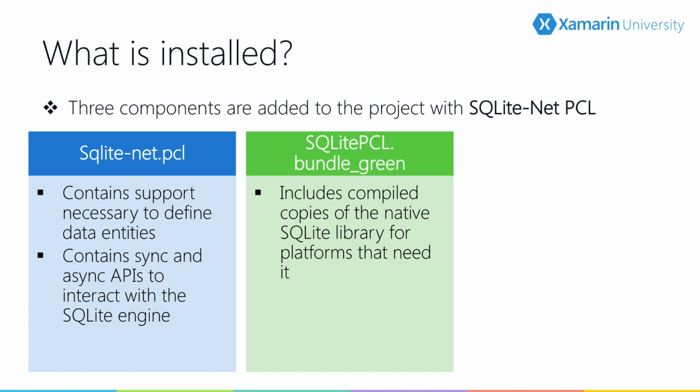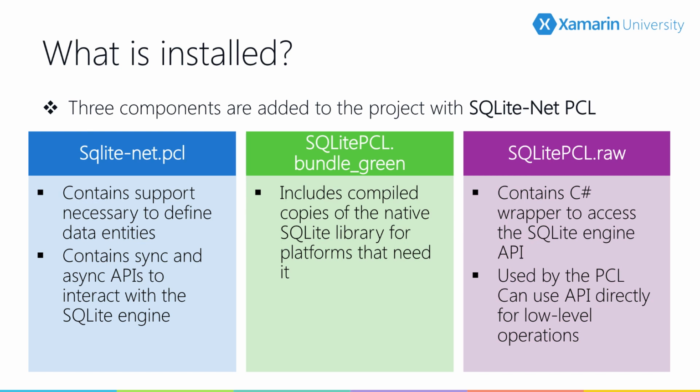Then we will get additional bundles, like the SQLite PCL.bundle-green. It contains a compiled copy of the SQLite library for platforms that don't include the runtime natively. This will show as batteries in the references folder. And then we have a third component, SQLite PCL.raw basic. This is added to your project to provide the raw C# wrapper around the C and C++ APIs. This is used by the core assembly to access the database engine. And unless you need to talk to the underlying API for some reason, you can generally ignore this component and just let it do its work.